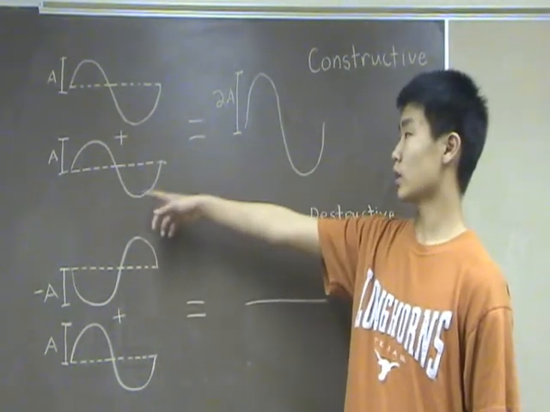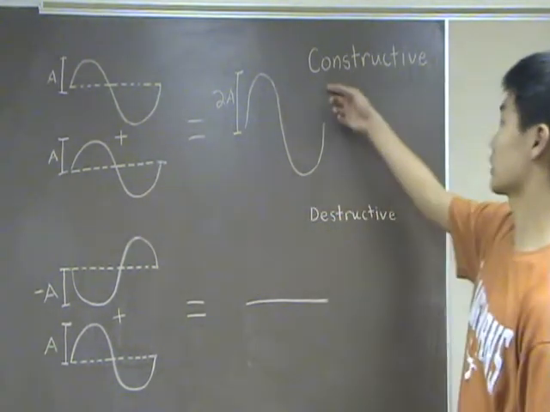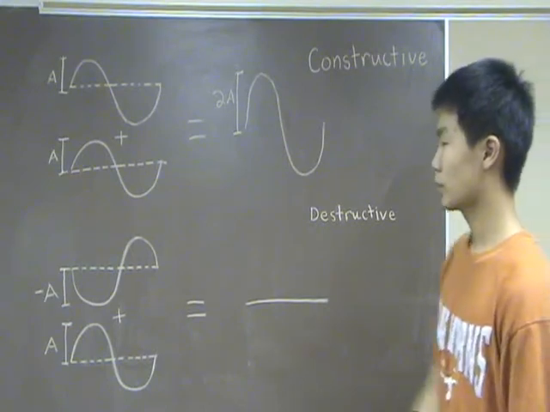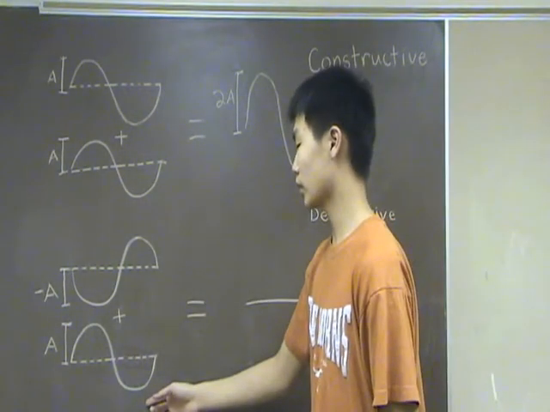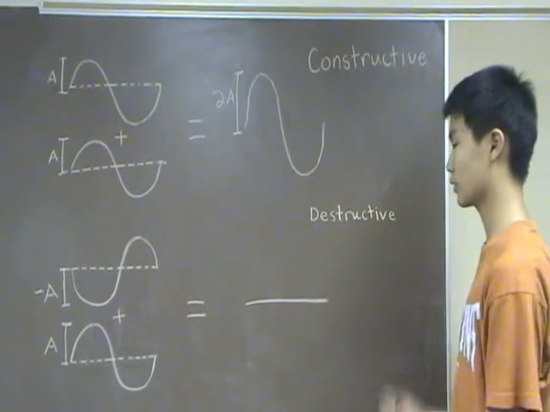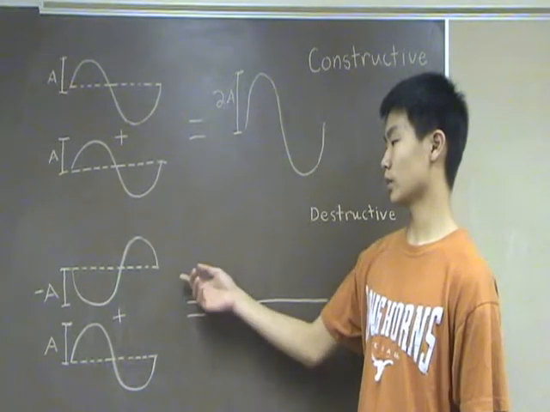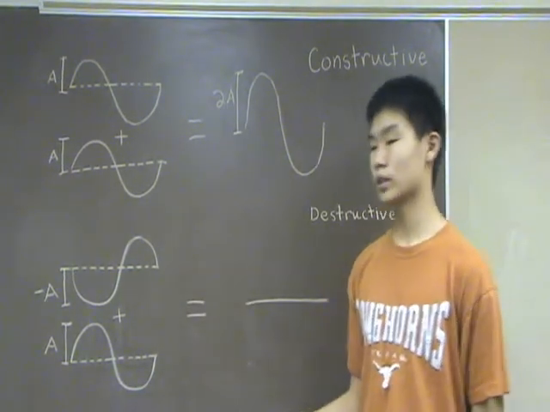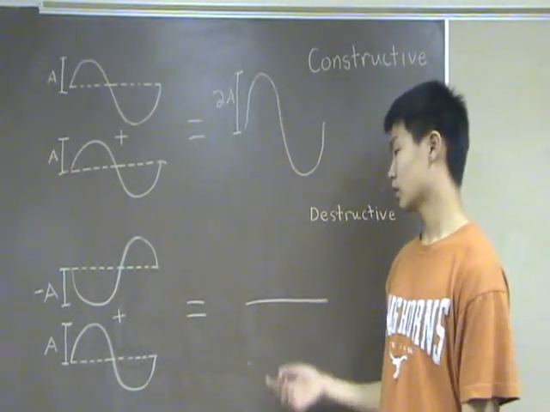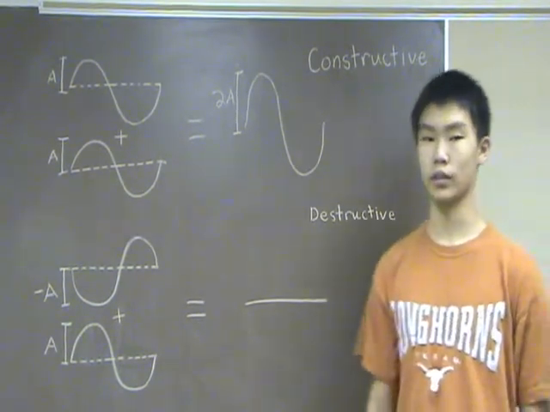When the crests are superimposed and the troughs superimposed as well, this interference is called constructive. When the crests superimpose with the troughs and vice versa, this interference is called destructive. In some cases, like in ours, when one interfering wave is the opposite of the other, the waves completely cancel out and the amplitude is zero.